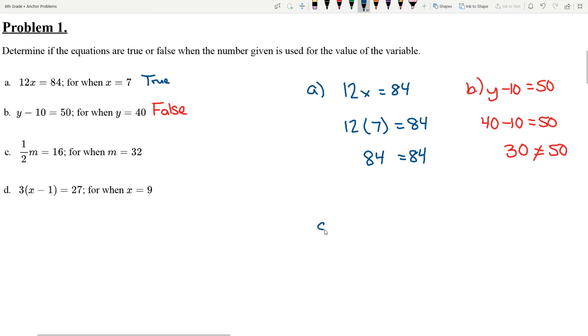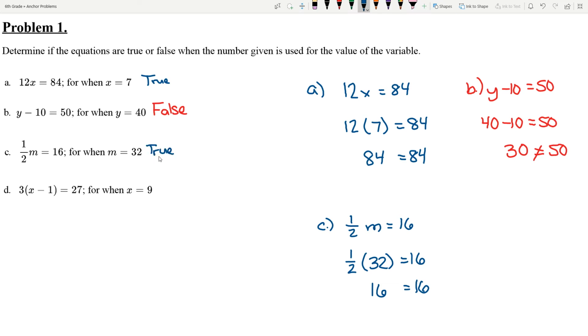C. What will we see here? We have 1/2 m equals 16. If I put in 32 for m, that means 1/2 times 32 must equal 16 for 32 to be a solution to this equation. Half of 32 is 16. 16 does equal 16, so this is also, like A, a true statement. What about D?